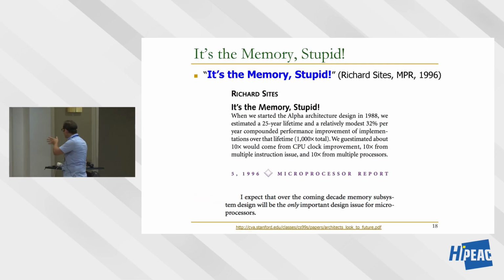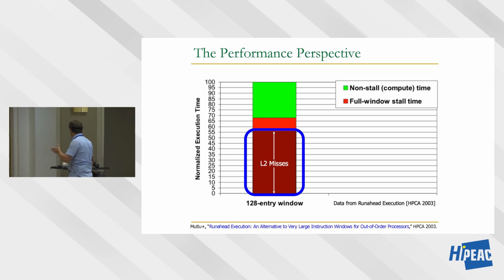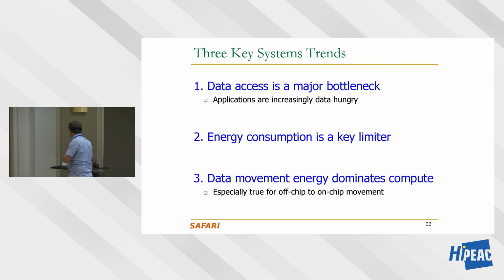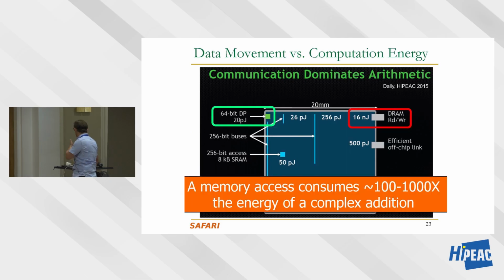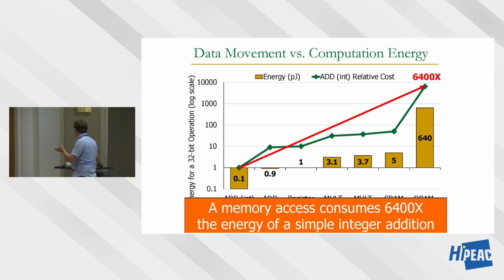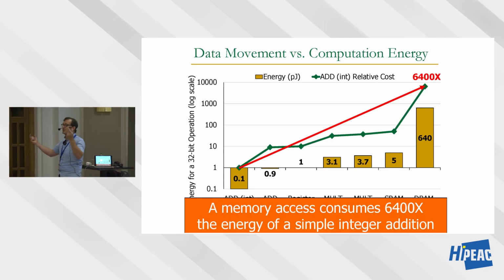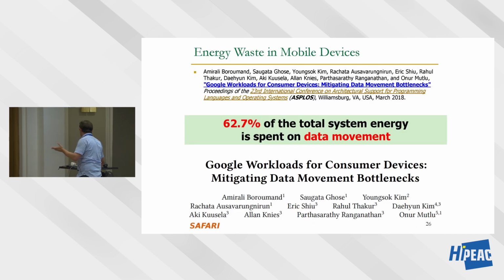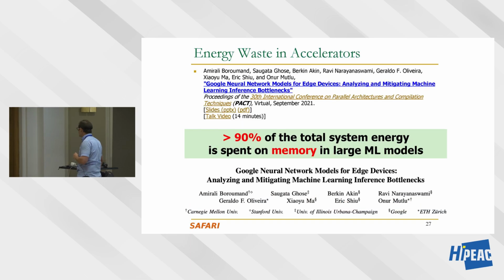I've already given you some examples of this. This is just to jog your memory. Basically, the modern processors are always waiting for data. They're not very efficient. So these are the three key system trends that we discussed. Data access is a major bottleneck, energy consumption is a key limiter, and data movement energy dominates computation energy. And we've already given you examples of this, right? These huge numbers in terms of the energy of a data access versus energy of a computation. There's a huge disparity between them today. And as a result, at the system level, most of the energy is really spent on moving data and accessing memory.